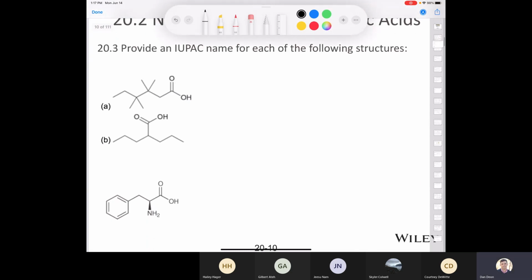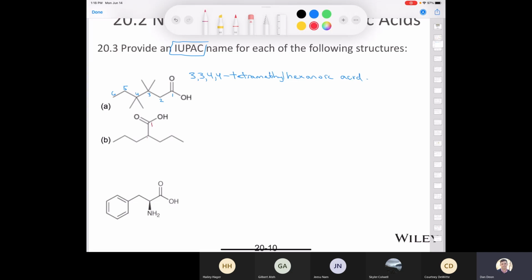Let's keep this nomenclature thing going. It says provide an IUPAC name for each of the following. So we're not giving common names, just IUPAC names. If we look at the first one, the longest carbon chain containing the carboxyl has 1, 2, 3, 4, 5, 6. We've got 4 methyl groups, 1, 2, 3, 4. So we've got 3, 3, 4, 4 tetramethyl hexanoic acid. There we go.